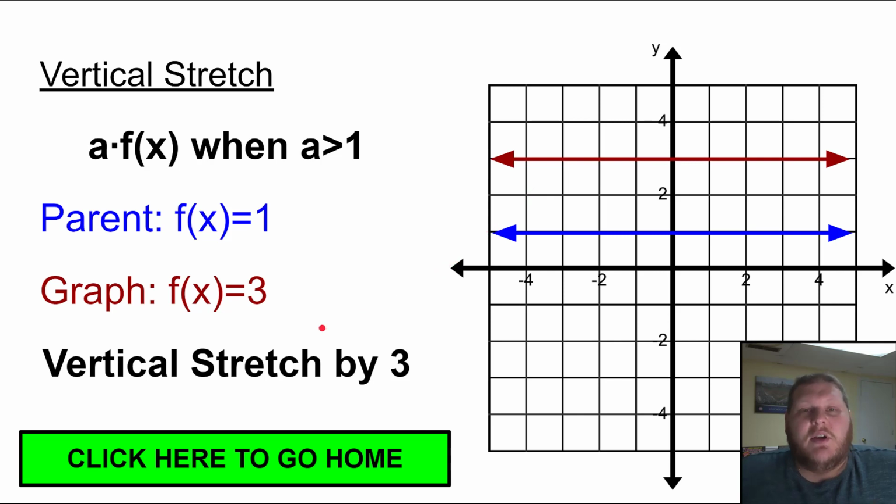So my description for this one, vertical stretch by 3. Here we kind of flip the order of those 3 elements. So here we tell whether it's a vertical or horizontal first, but then we say whether it's a stretch or a shrink, and then we have to describe the factor by which we are stretching or shrinking. So whatever this a value is, which is 3, is going to be that factor. So we're stretching vertically by 3, vertical stretch by 3.